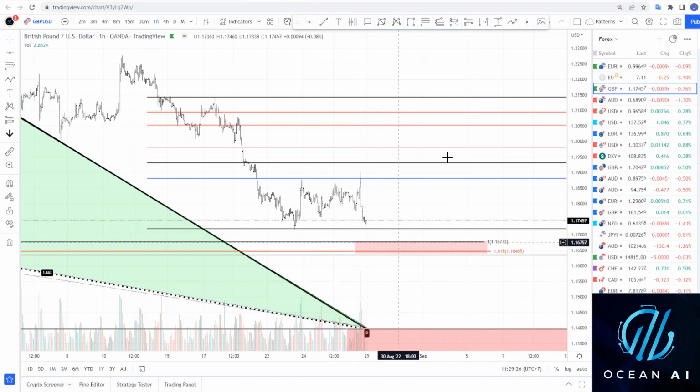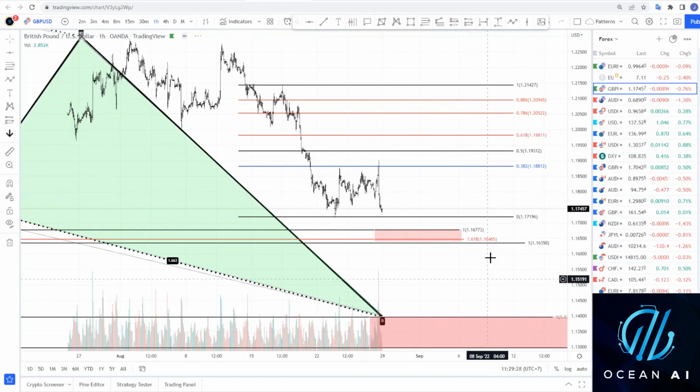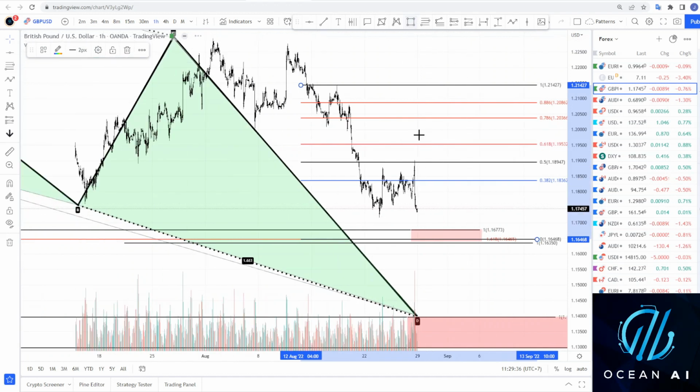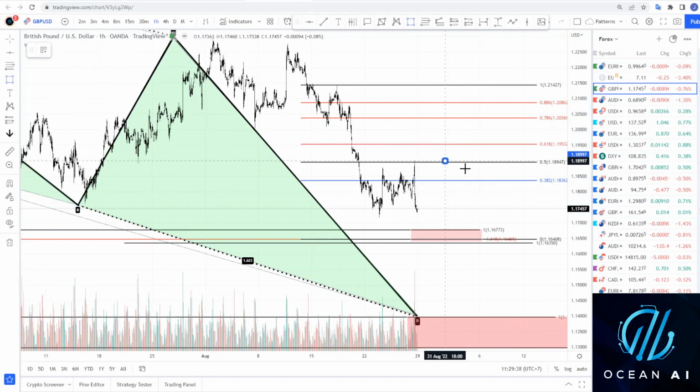1.1650 down in here somewhere, and then we look for that rally back. So if I move this, say we come down to here, then we'll be looking for that 382 to 50% retracement here. So something back into here, but it could also go up to sort of 19.5 there. So it depends on what we get.